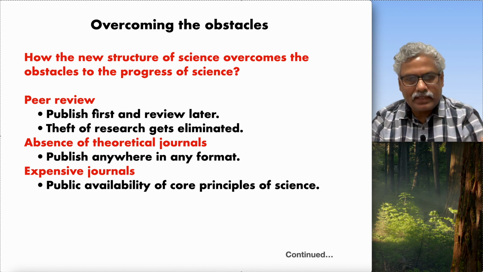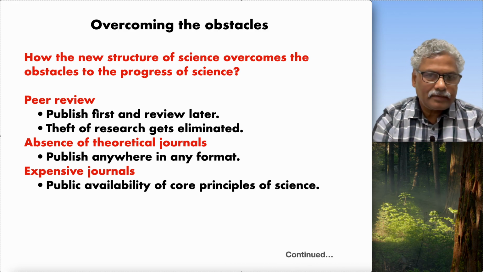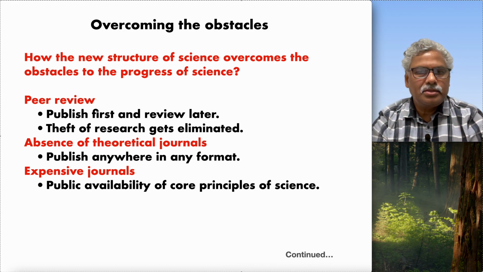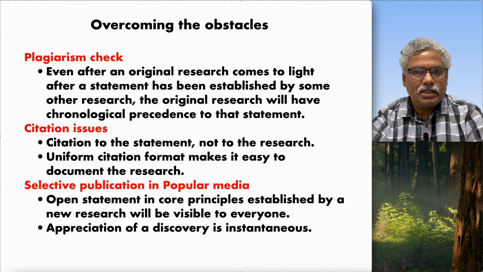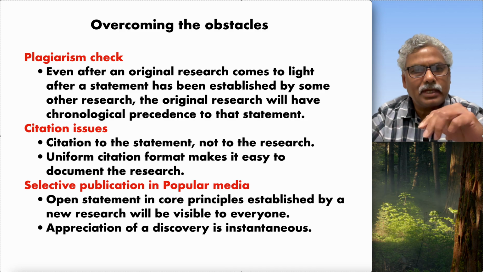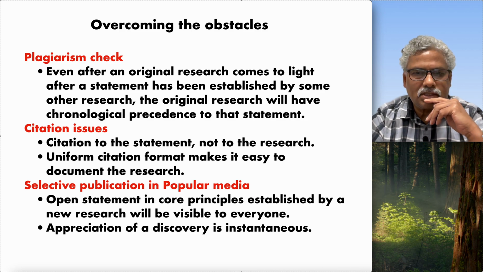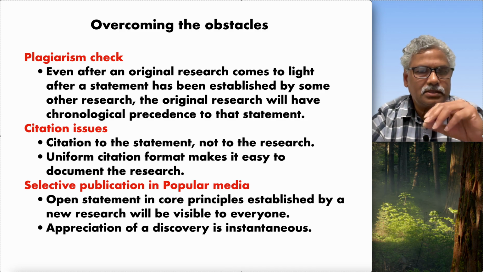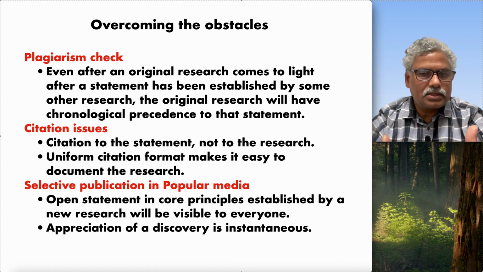Expensive journals: because the main core points of science are in the open, you don't need to worry about expensive journals. Plagiarism check: even after an original research comes to light, after a statement has been established by some other research, the original research will have chronological precedence to that statement. Citation issues: citation goes to the statement, not to the research. A uniform citation format makes it easy to document the research.